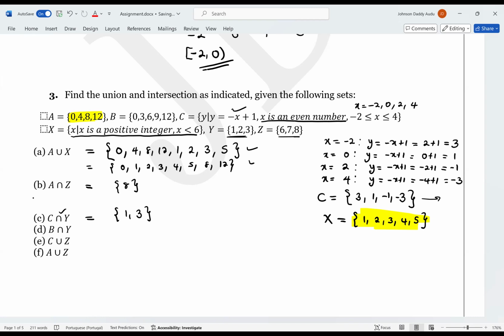All right, so now let's look at B intersection Y. What is B intersection Y? This is B, and where is our Y? This is Y. B intersection Y, I can see only 3.